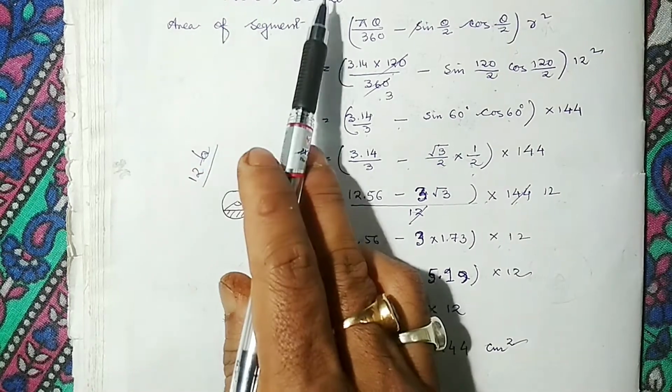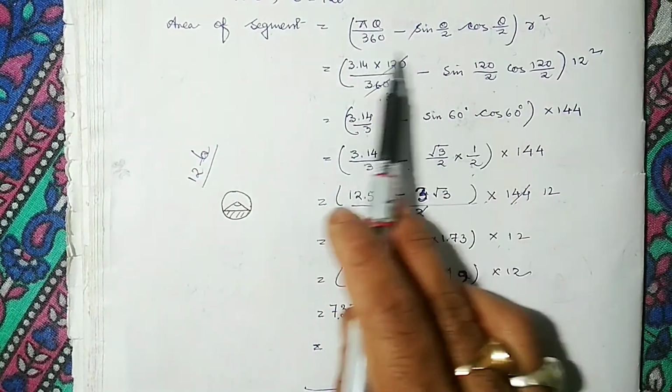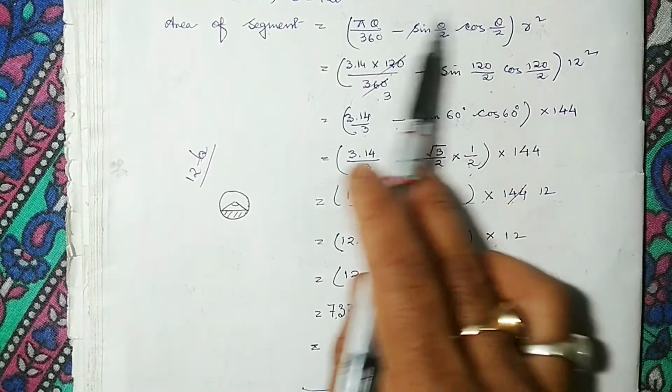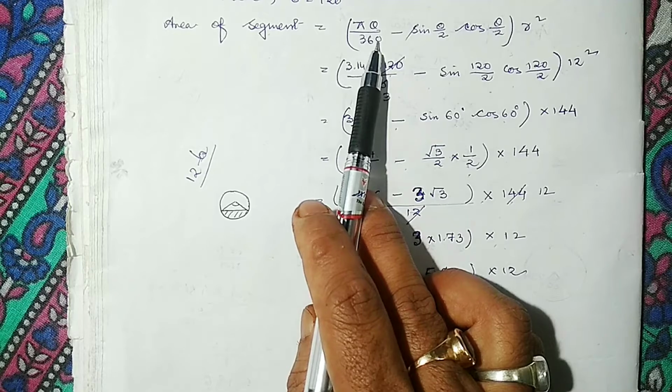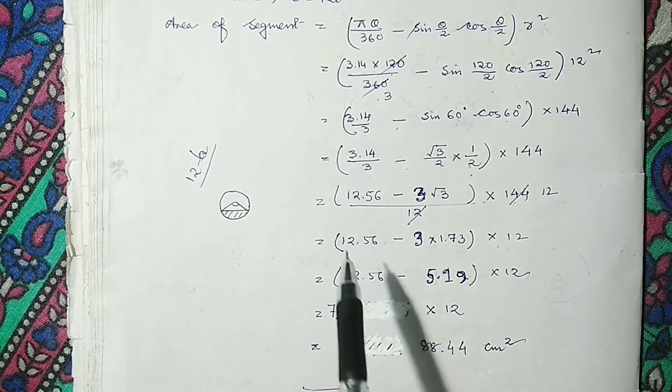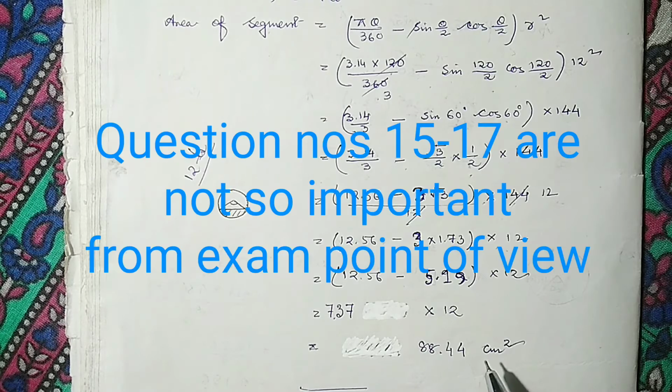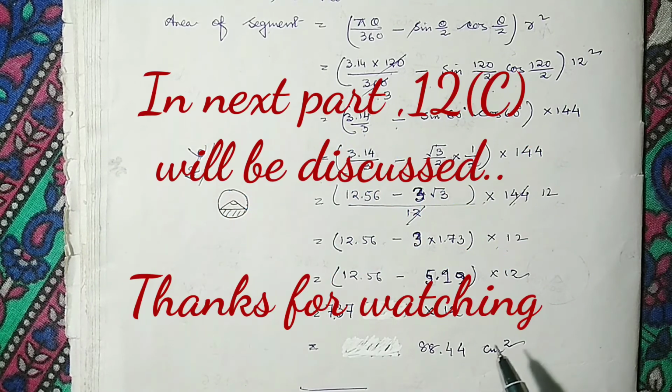Radius is given, theta is given, just applying the formula. Only thing that you have to do, remember this formula properly, because without knowing this formula, it is not possible to find the area of the segment. I hope this sum is clear, and that's all for today, because question number 15, 16 and 17, these three are not so important for exam purpose. So in the next video, I am going to start from 12C. Till then, bye bye, take care and wait for the next video.